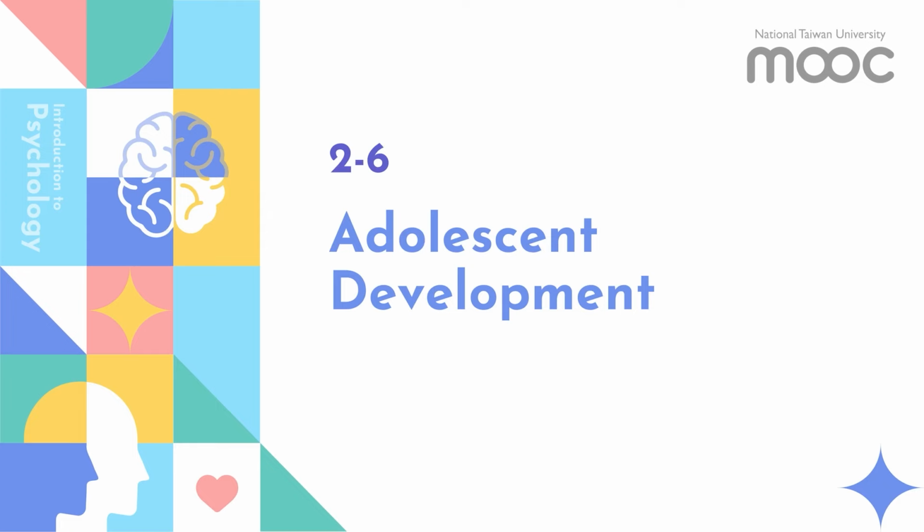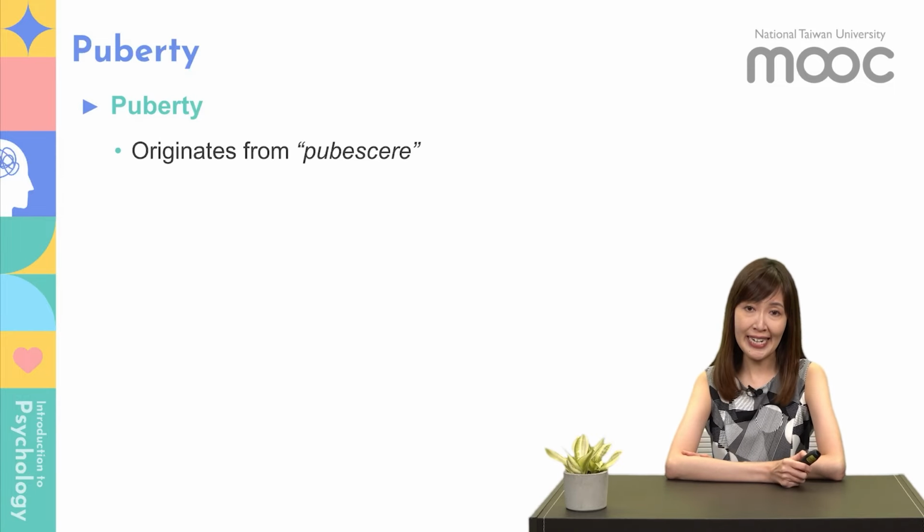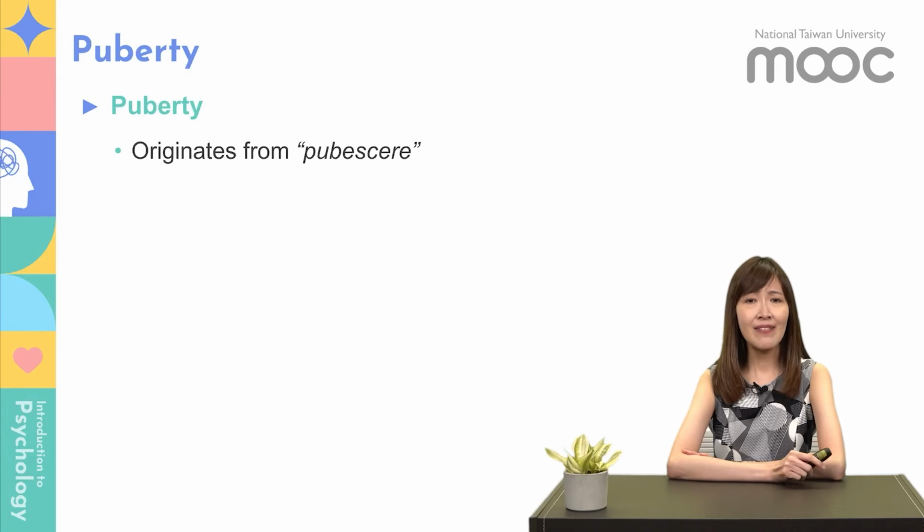Okay, so now children get older and they move on to adolescence. So now our time machine will go to adolescent development. Well, first, let's look at puberty. Puberty marks the beginning of adolescence. And this word is actually from a Latin word, pubescere, which means to grow hairy.